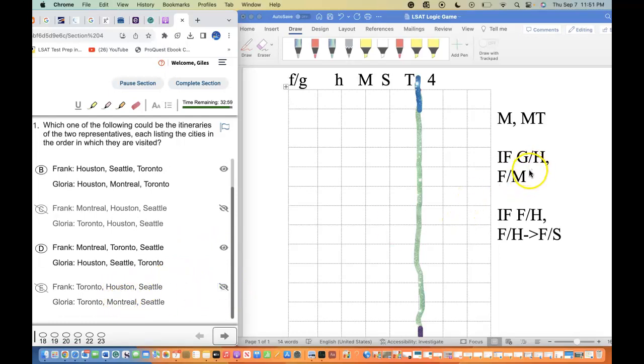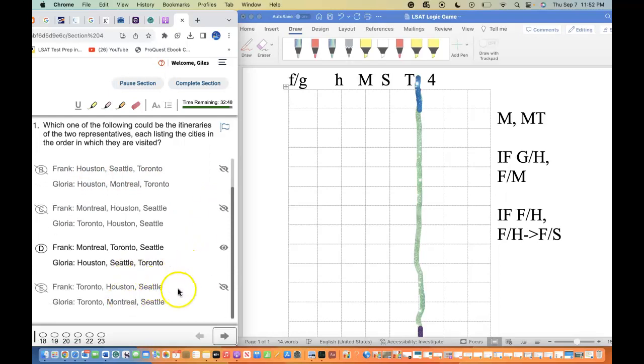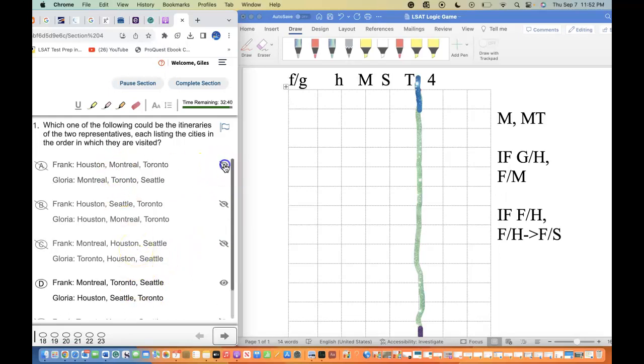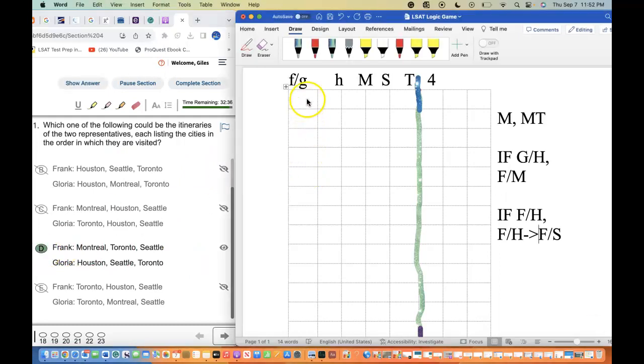If Gloria visits Houston, then Frank visits Montreal. So right now I'm targeting Gloria and looking for Houston. Then if I don't see Montreal for Frank, I eliminate it. If Frank visits Houston, then he has to visit Seattle after, which he does not do here. So this one, I go ahead and copy the correct game, please.